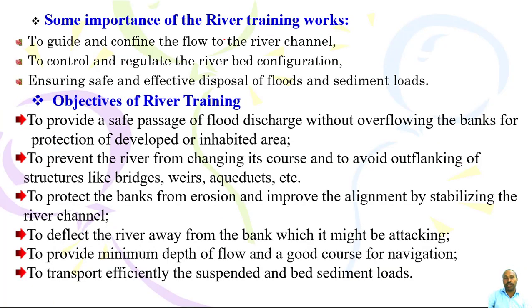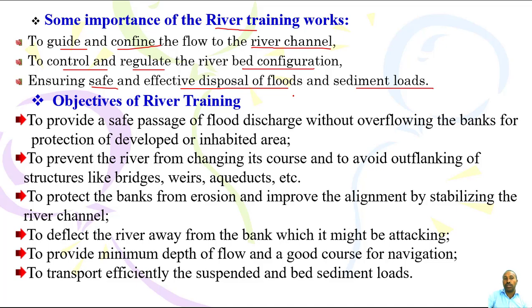So we have to stabilize the banks and the bed of the river. Some of the importance of river training works: the first one is to guide and confine the flow to a river channel in a fixed width, rather than outflanking to the left or right of the river; and to control and regulate the river bed configuration rather than letting it erode, and also ensure safe and effective disposal of floods and sediment load. These are the major importance of river training works.